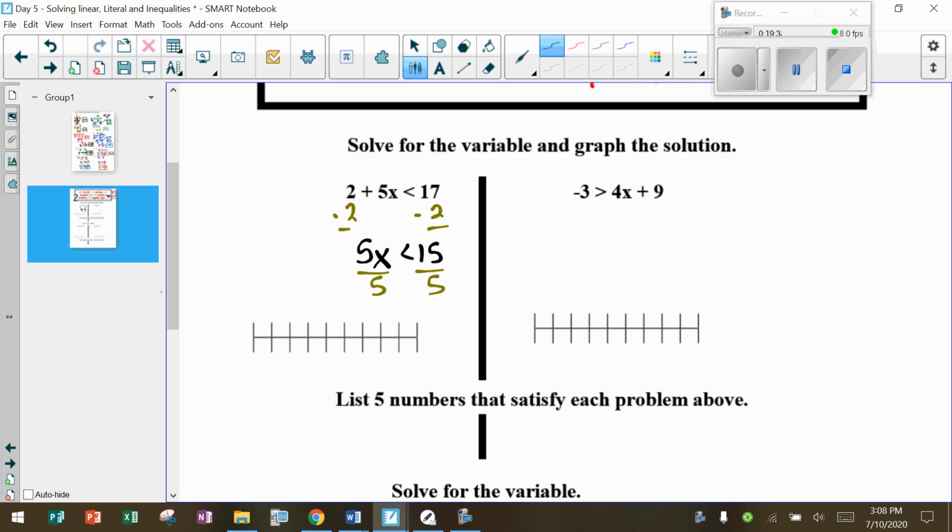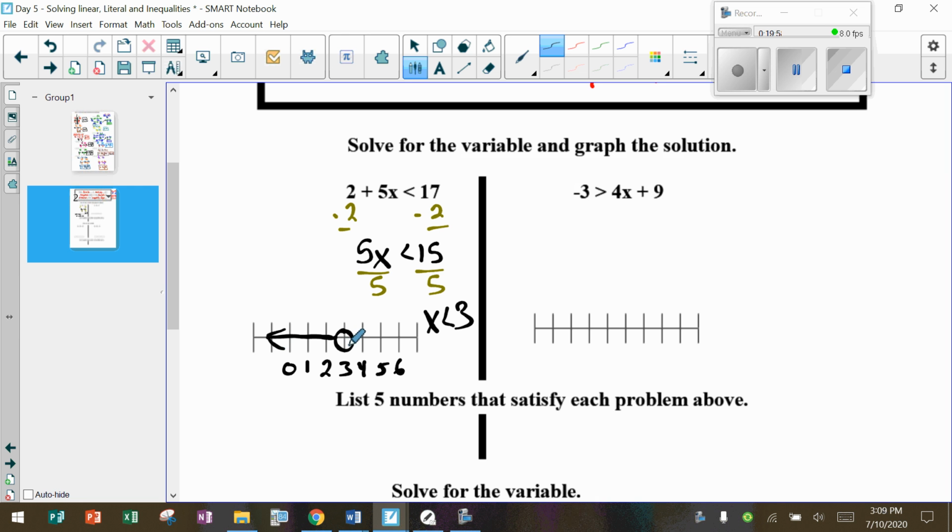And have x is less than 3. So on the graph we did 3, 4, 5, 6, 3, 2, 1, 0. Circle around the 3, but open because it cannot be equal to. X is smaller than the 3, so it goes down. Now, what numbers satisfy this problem?